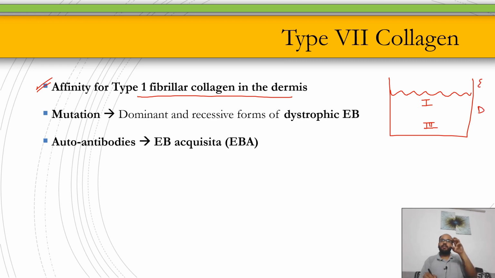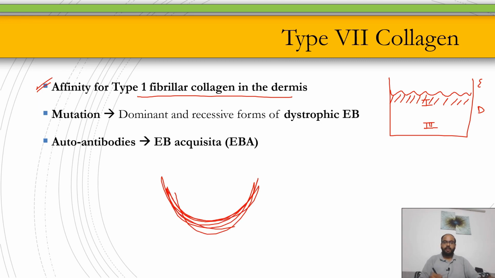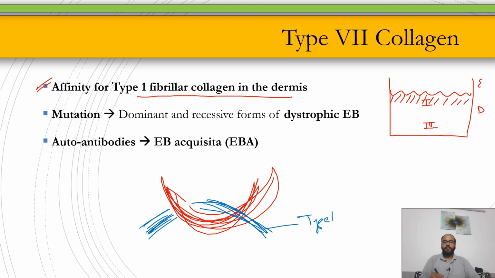So if type 7 collagen has affinity for type 1 collagen, it will be found more in the papillary region of the dermis, and that is how the anchoring, these are the anchoring fibrils, okay, the looping anchoring fibrils, and then these are the type 1 collagen. So this is type 1 collagen. And this is how the basal cell is attached to the dermis.